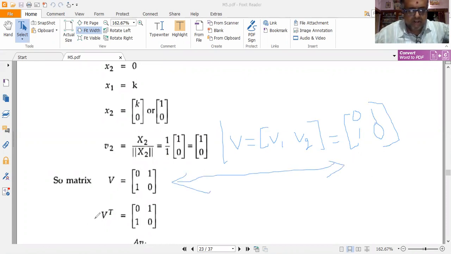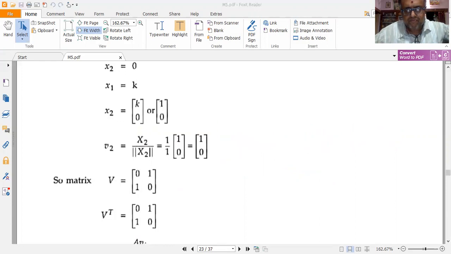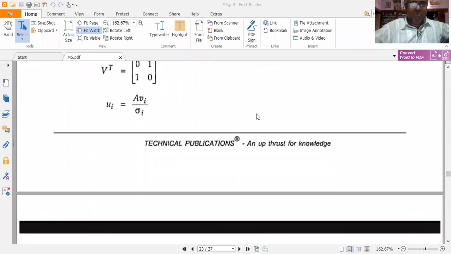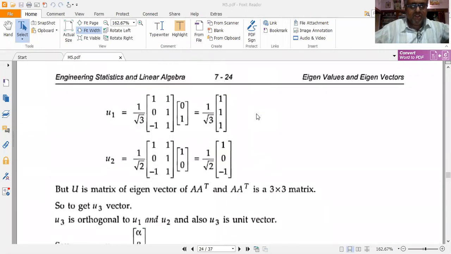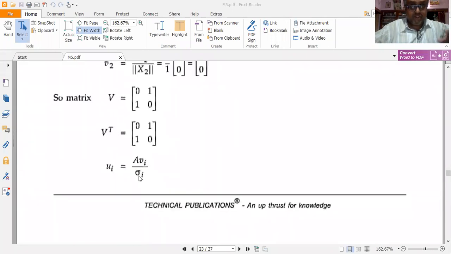These two are identical. Now take V transpose. V transpose is given by 0, 1, 1, 0. Transpose is obtained by reversing the row elements and the column elements and vice versa. Now, here I should be very, very careful. Now the real trick starts.